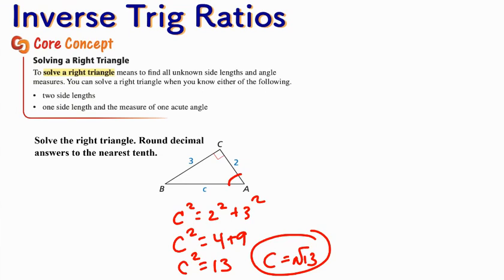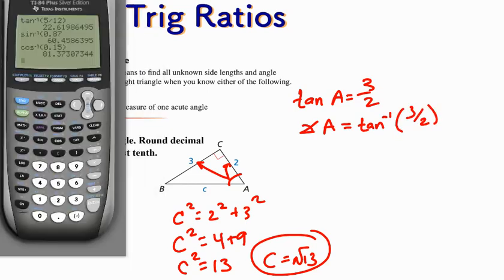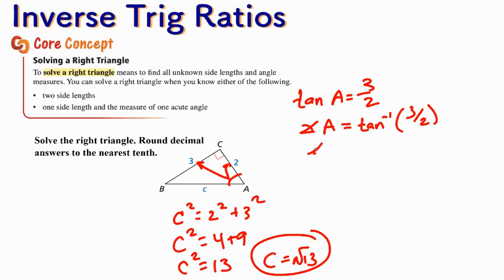I can say, well, from angle A, 3 is opposite and 2 is adjacent. So tangent of angle A is equal to 3/2. Therefore, angle A is tangent inverse of 3/2. Plug that into our calculator, and we have second tan 3 divided by 2, enter, 56.3 degrees.